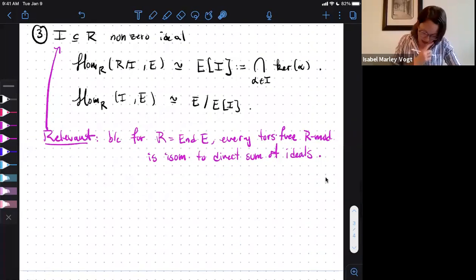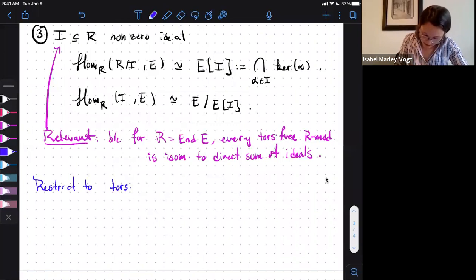All right. So that was that. Yeah, let's now do this restriction. So let's now restrict to torsion-free R-modules.